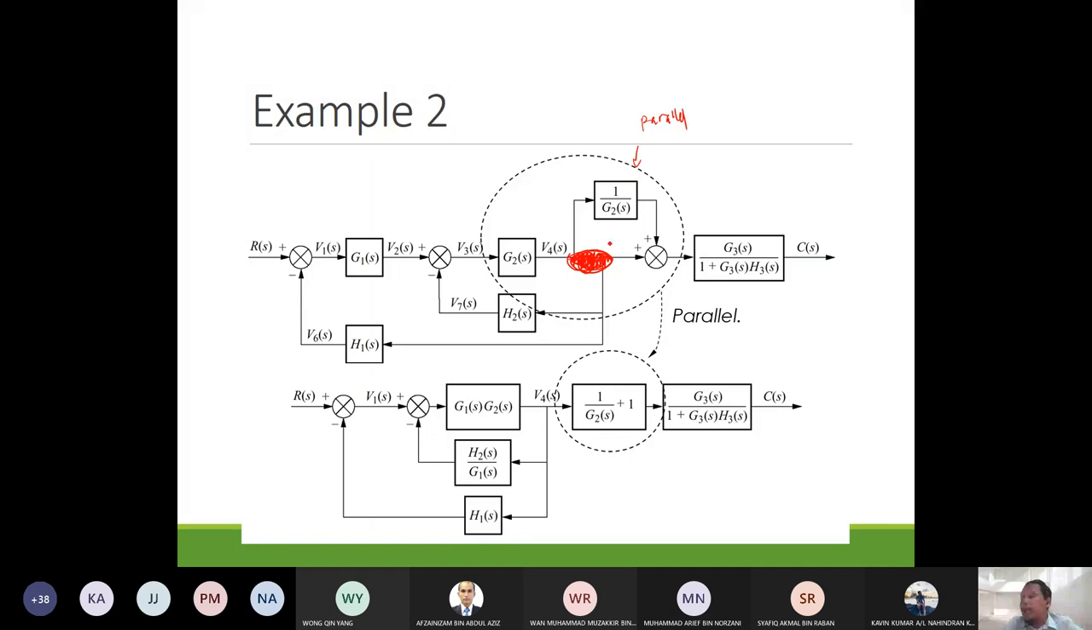But the line here has no blocks. When you have no blocks in the line, the value of the block is basically equal to 1. The block here equals 1. Because it equals 1, we don't usually draw a block equal to 1. We just draw the line only. So here, if you want to perform parallel reduction, you just add up, because all of these are positive signs. So 1/g2 plus 1. Then you can remove the summing junction.